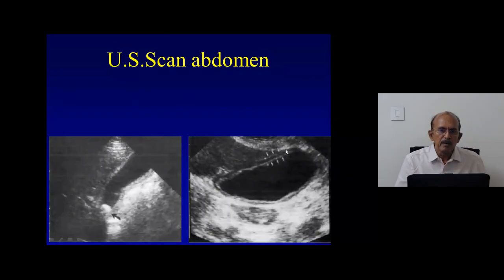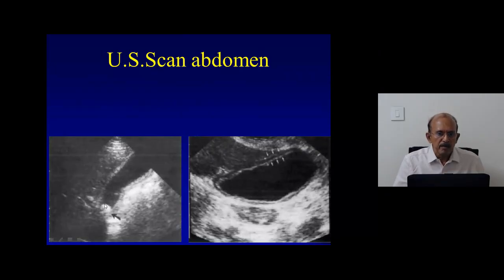a two-layered wall. So whenever you see a double-layered wall of the gallbladder on ultrasound scan, that indicates that there is edema of the gallbladder wall. Whenever edema is there, the fluid gives the black coat like this. Because of the black coat, you are seeing two layers here. This is called double-walled gallbladder wall. This is very, very suggestive of acute inflamed gallbladder.